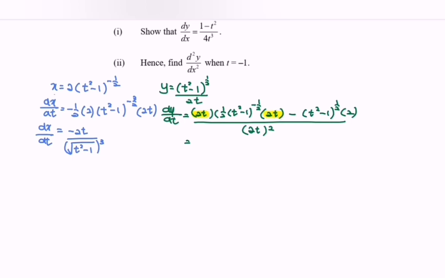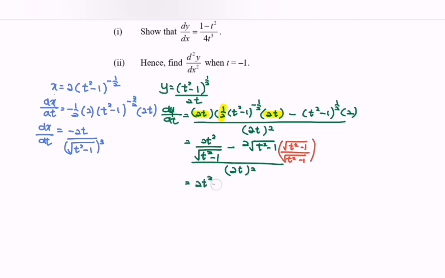2t times 2t, we have 4t squared. Multiply with the 1/2, so we will have 2t squared. So 2t squared over the square root of t squared minus 1, minus 2 multiplied with the square root of t squared minus 1 over (2t) squared. Can we equate the denominator? So what we have to do is multiply the square root of t squared minus 1 over t squared minus 1. So kindly expand the expression.